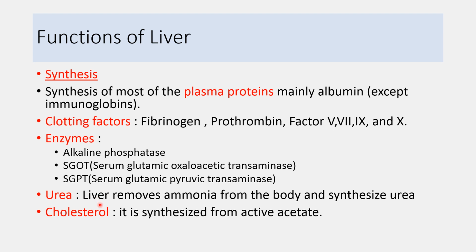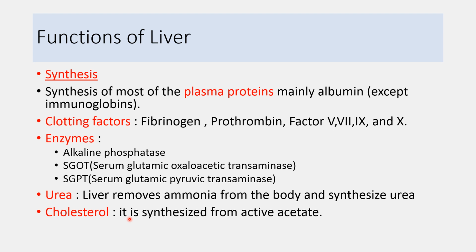Liver also removes ammonia by the synthesis of urea. Urea can be excreted from the body. So whenever liver is damaged, it increases serum ammonia, which produces a characteristic foul smell. Cholesterol is also synthesized in the hepatocyte from active acetate.